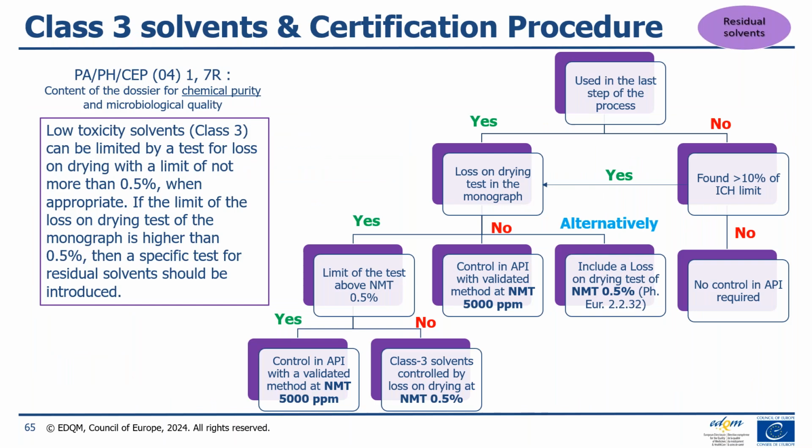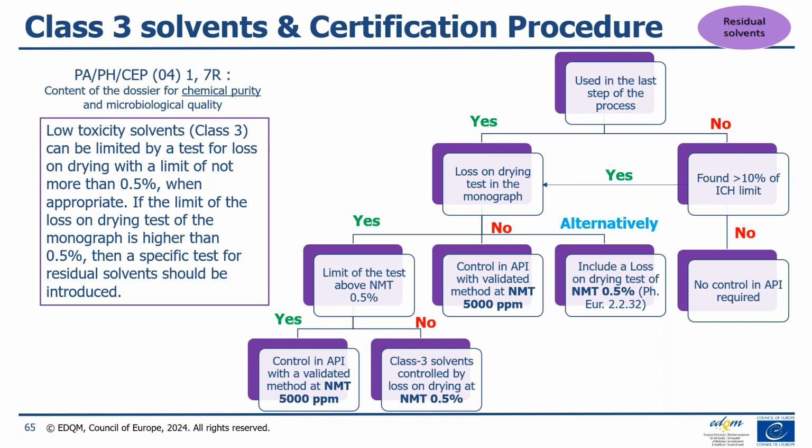So for the class 3 solvents, which are solvents with low toxicity, there is a special case for the SEP procedure, because in the content of the dossier, you can find that those solvents can be limited by a test for loss on drying with a limit of not more than 0.5% when appropriate. If the limit of the loss on drying test in the monograph is higher, then a specific test for residual solvent should be introduced, which can be depicted in the diagram on the side.